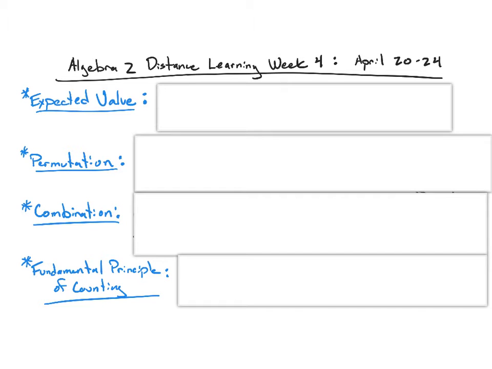Let's take a quick look at the learning targets for our fourth week of distance learning, April 20 through 24th, for Algebra 2. I apologize for the sloppy writing here, but our targets are about expected value. That's kind of a target on its own. And then the following three things can be grouped together because they're all a similar style of question, but you have the permutation, combination, versus fundamental principle of counting.